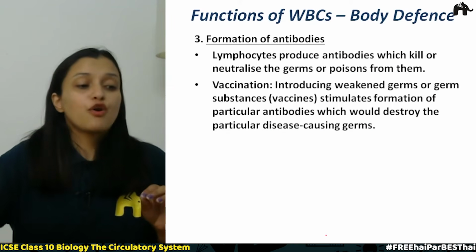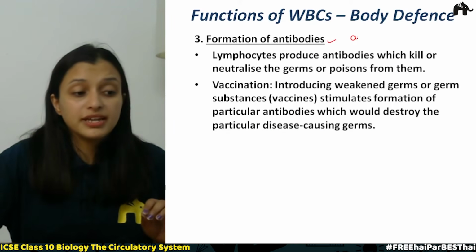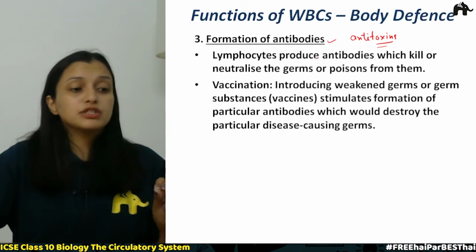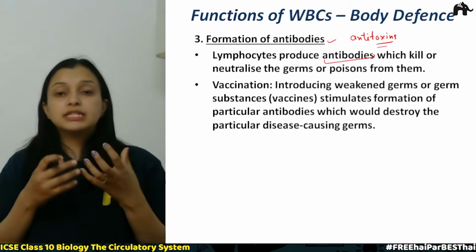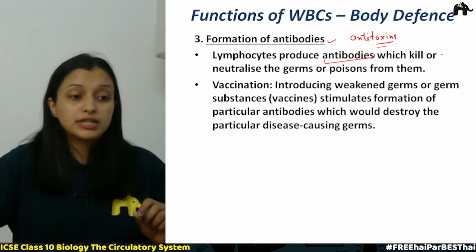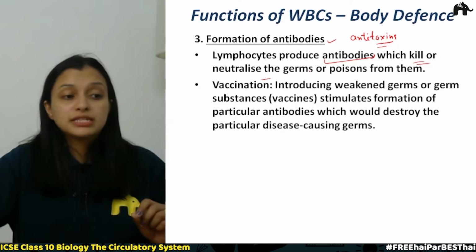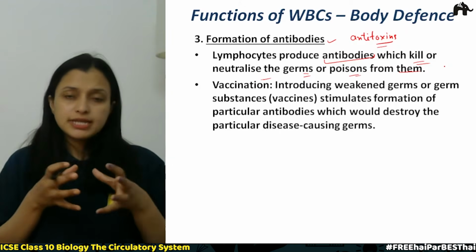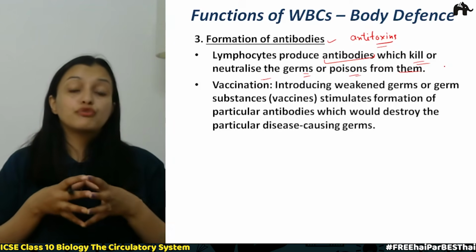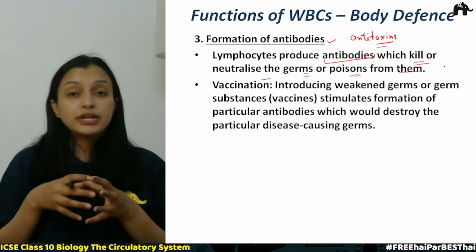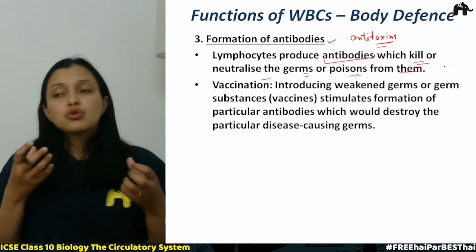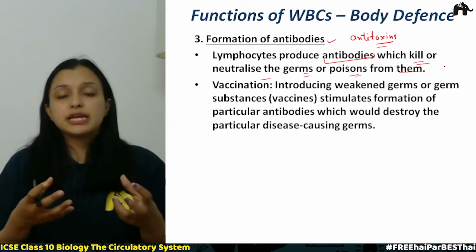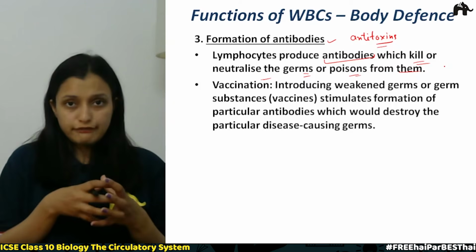The third function is formation of antibodies, or you can say antitoxins, right? So the lymphocytes produce antibodies which kill or neutralize the germs or poisons from them, right? The lymphocytes of our body play this role of producing antibodies. Whenever our body encounters any germs, our lymphocytes produce antibodies to fight against those infections.